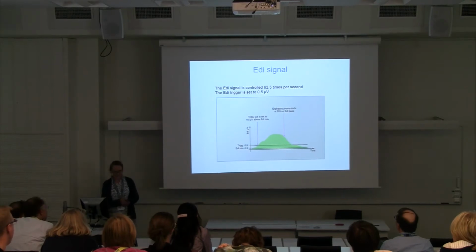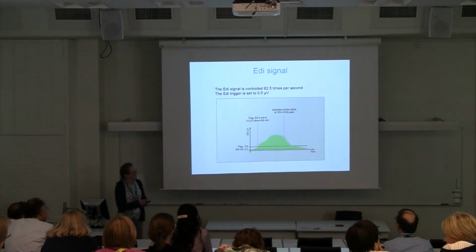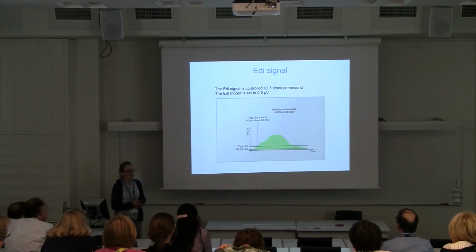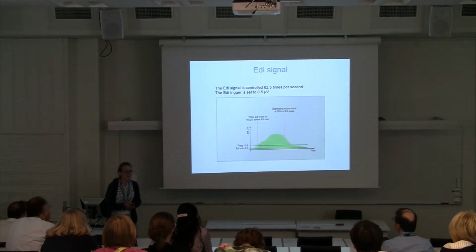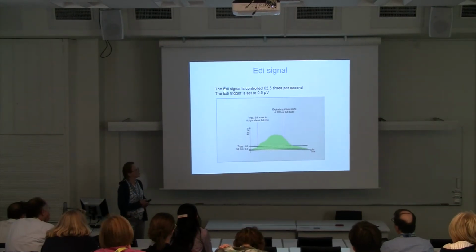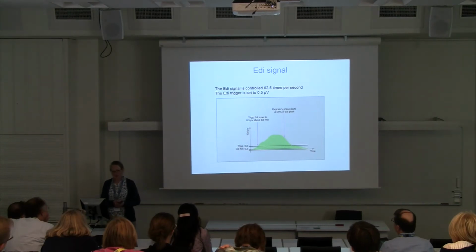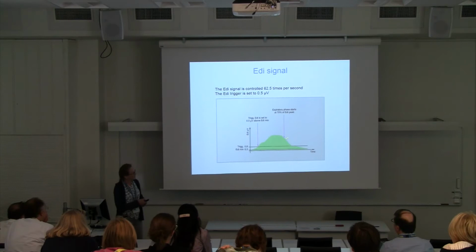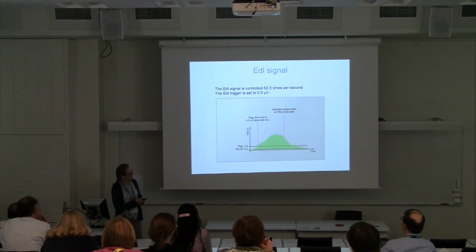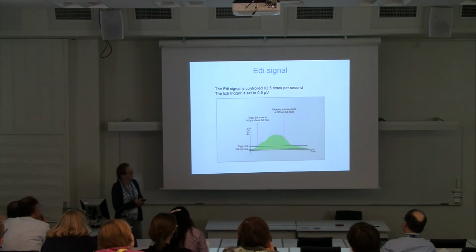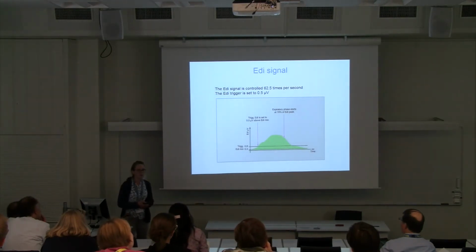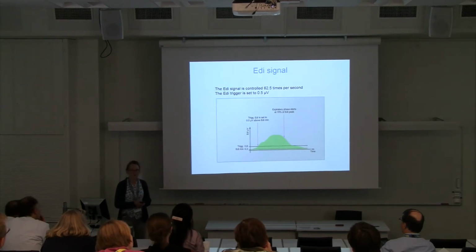So here you can see the EDI curve for one single breath. To get a nice curve like this, the signal is controlled 62.5 times per second. And here you can see how the trigger is set. It's always set 0.5 over the EDI minimum. Here the minimum is 0.3, so the trigger starts at 0.8, and this is to get rid of all the noise that comes from the surrounding muscles and from the esophagus.